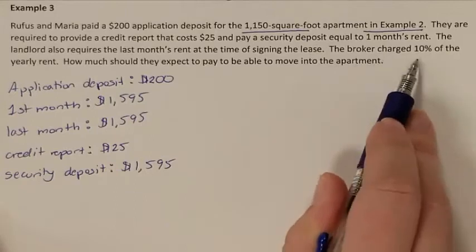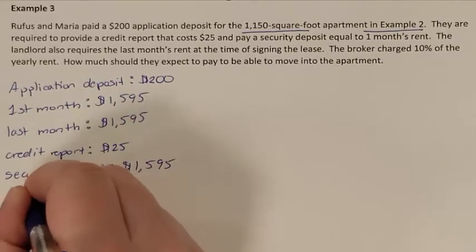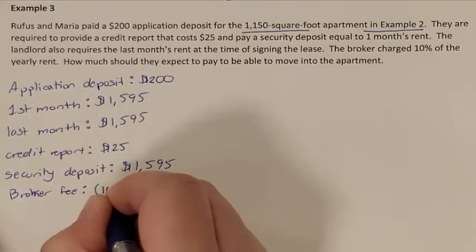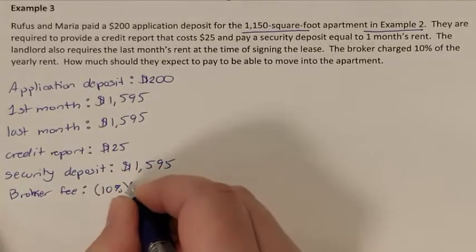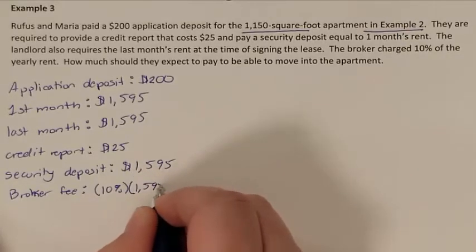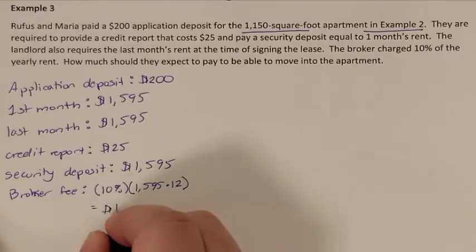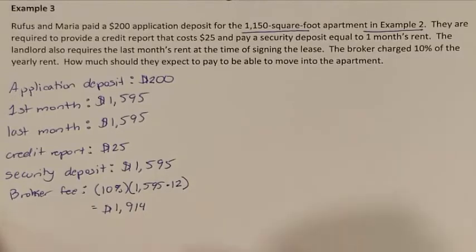The broker is charging 10% of the yearly rent. So let's get our broker's fee. So it is going to be 10% of, now I need my yearly rent. This is my rent for 1 month, multiply that by 12, and you get your yearly rent. So 10% of the yearly rent gives me $1,914 that I have to pay the broker for finding me my apartment.